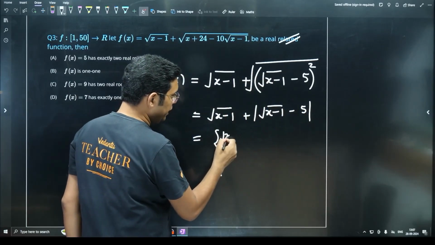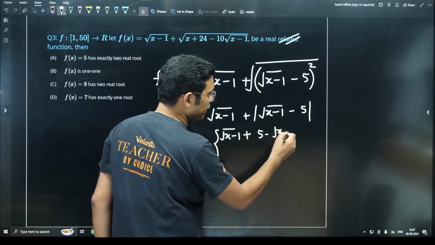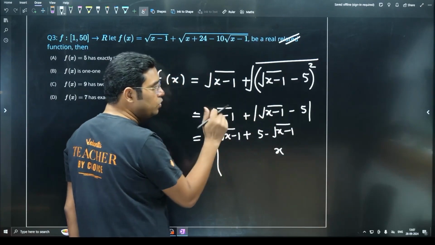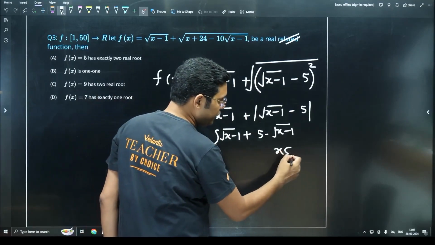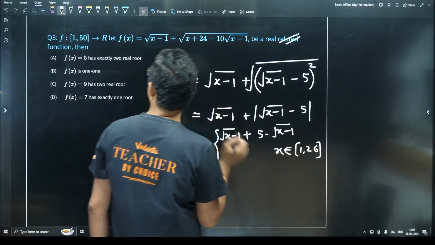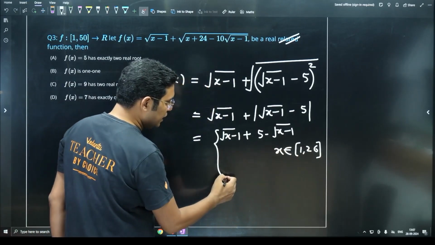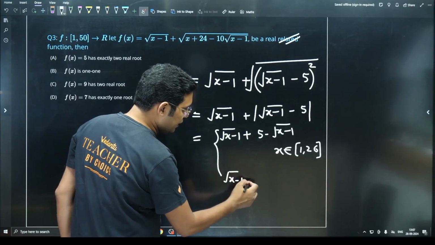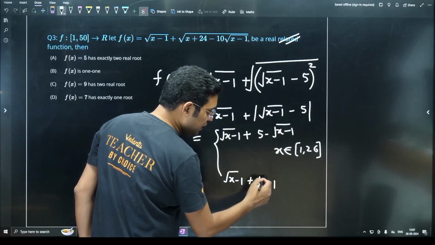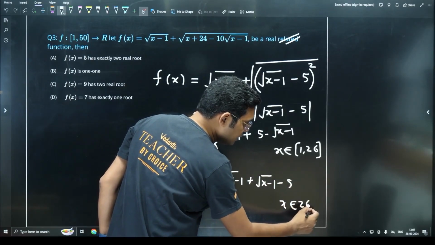So what I can say, it should be under root x minus 1 plus 5 minus under root x minus 1. And that will be till the time when under root x minus 1 is less than 5, which will be true when x is from 1 to 26, 26 close bracket, and 1 also close bracket. After that, when x becomes bigger than 26, it will be under root of x minus 1 plus, this will become positive, so we will write it as under root x minus 1 minus 5, and that is for x belongs to 26 comma 50.